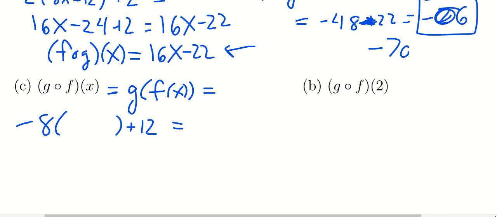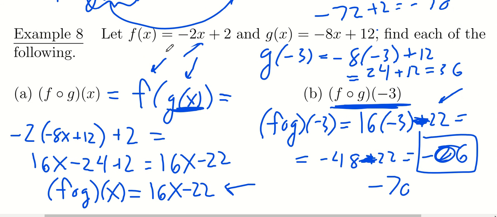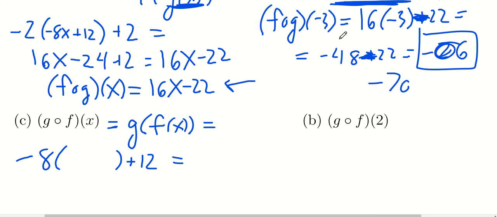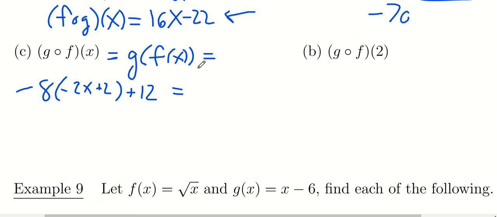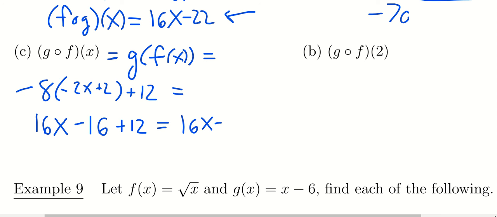Like this. And what we're plugging in on the inside is going to be the function f. F of x was negative 2x plus 2. Now we just have to go ahead and simplify this. If we distribute the negative 8 in, that'll give us a positive 16x minus 16 plus 12, which is equal to 16x minus 4.